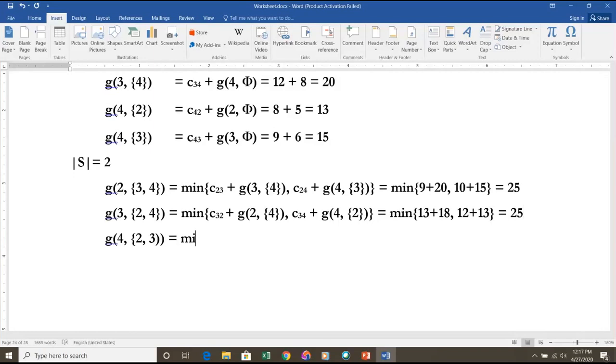Now C of 4 comma 2 is one option. 4 2 is one path. It can take from 4 to 2. 4 to 2 means next you should start from 2. If you remove 2 from the set, 3 remains. Next option is C from 4 to 3. C of 4 comma 3 plus g from starting vertex 3, and if you remove 3 from this, the remaining is 2.